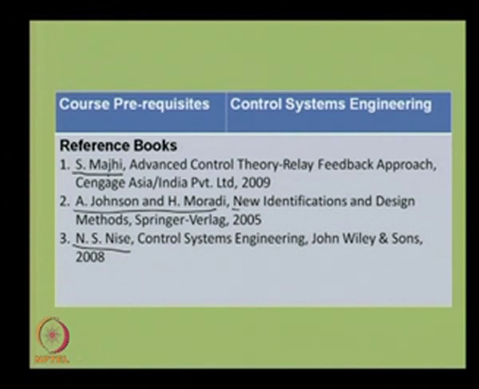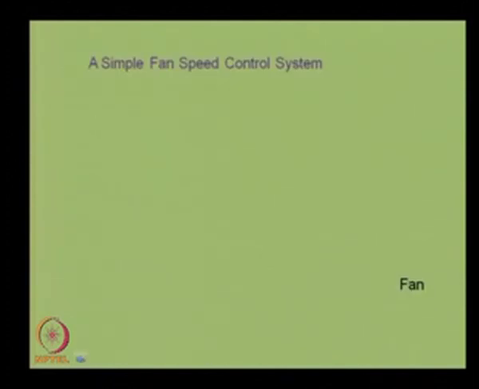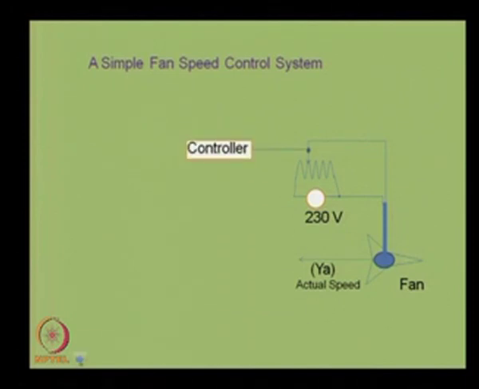Now, to fully understand the basics of the Advanced Control Theory course, one needs to know what control theory is first. For that, we shall consider a simple fan speed control system. Given a fan as a system or process or plant, as we are used to calling it, once it is subjected to a certain input voltage, we get some speed from the fan. That speed is known as the actual speed or output of the plant.